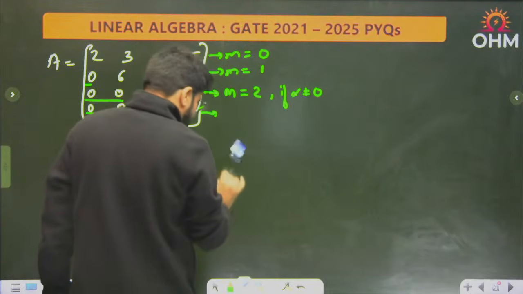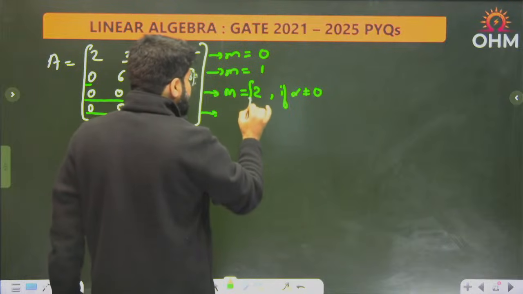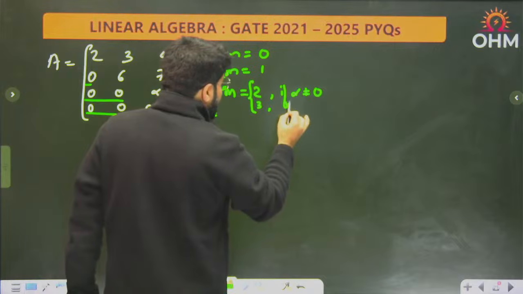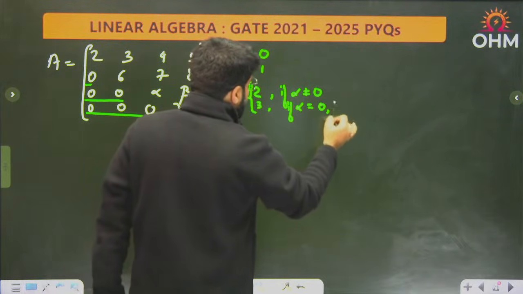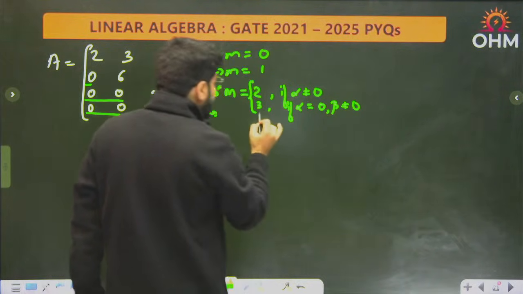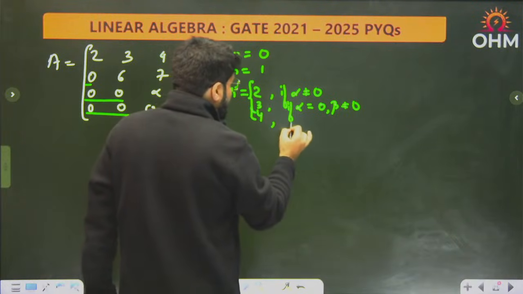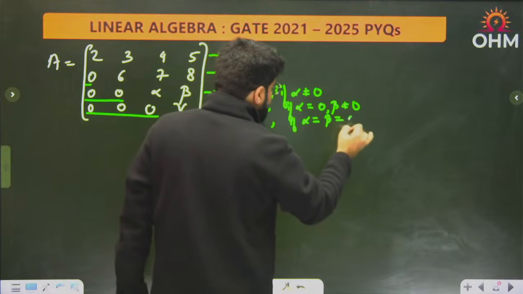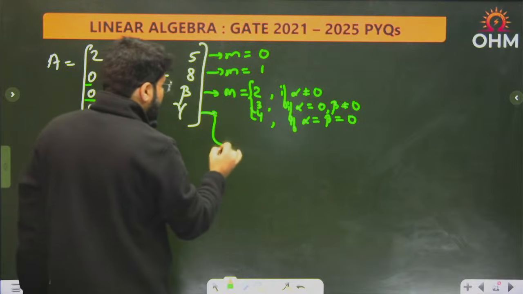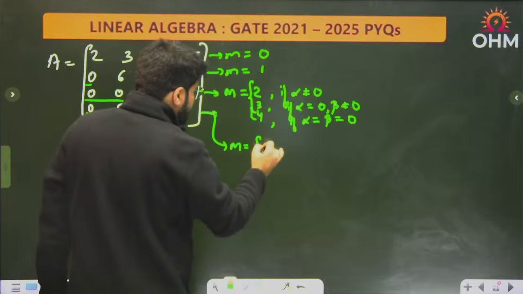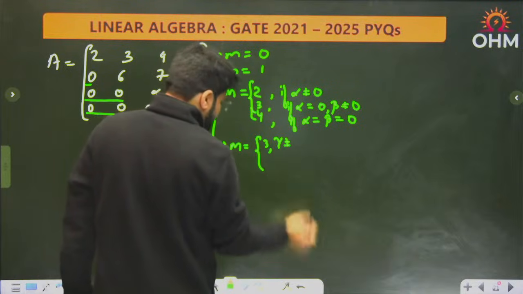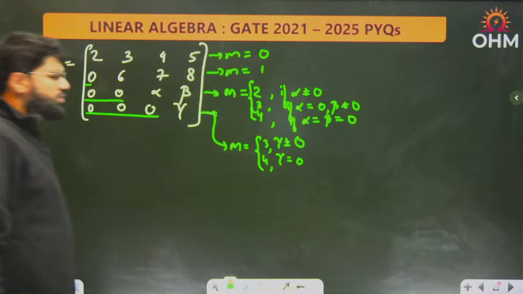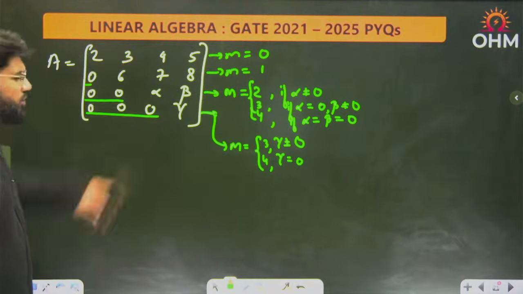So here also I'll split into conditions. The number of starting zeros will be 2 if alpha is not equal to 0. It will be 3 if alpha is equal to 0 and beta is not equal to 0. And it can be 4 also, if alpha and beta are both 0. What about the last row? The number of starting zeros will be 3 if gamma is not equal to 0, and if gamma is also 0, the number of starting zeros will be 4. This is a description of the matrix given.